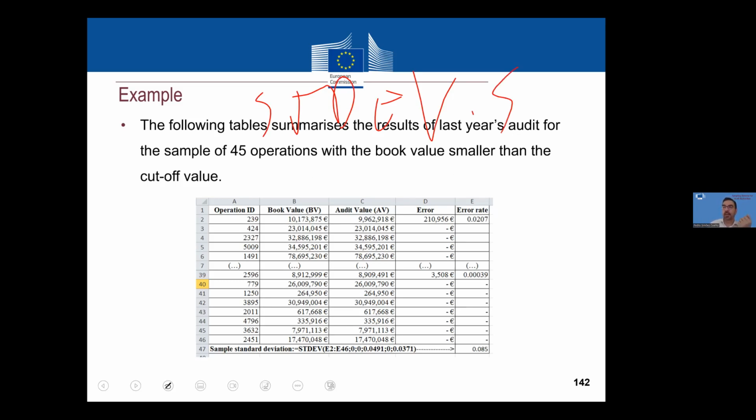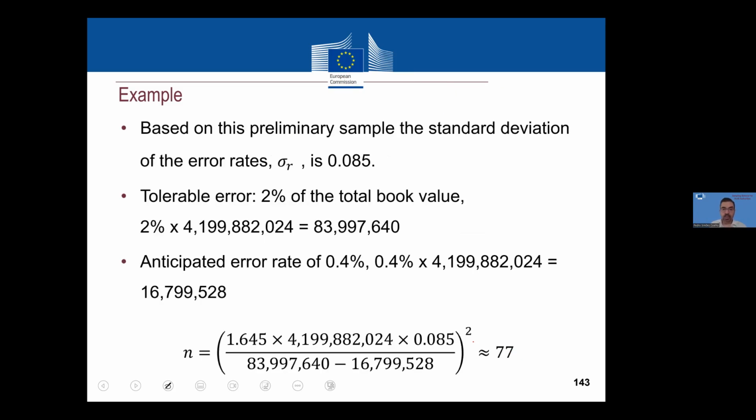The only thing is that, contrary to the previous example, instead of calculating this over the error amounts, which is column D, I'm going to calculate the standard deviation over the error rates, which is column E. So error rate is just the error amount D divided by the book value in column B. And based on this, the historical standard deviation of error rates was 0.085. That's it. So let's calculate the sample size.